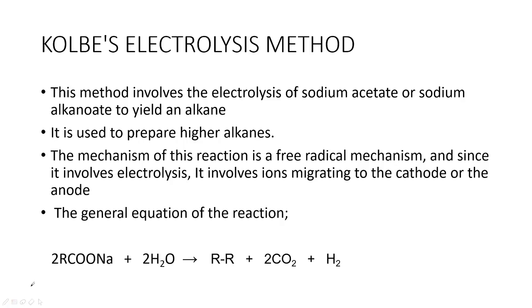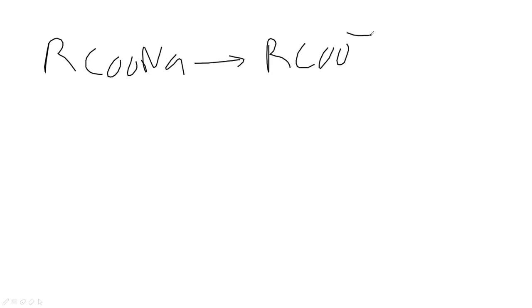Now, the general equation of the reaction is given below. We can see that 2 moles of sodium acetate react with 2 moles of water to yield an alkane, 2 moles of carbon dioxide, and hydrogen gas. Now, we all know that in electrolysis, before it occurs, ions need to split into their respective cations and anions. So we can have something like RCOONa, and it will split into the acetate ion and the sodium ion. Now the acetate ion is going to migrate to the anode, and the sodium ion is going to migrate to the cathode.